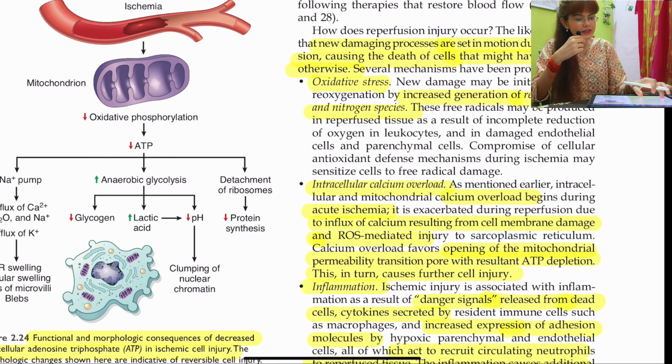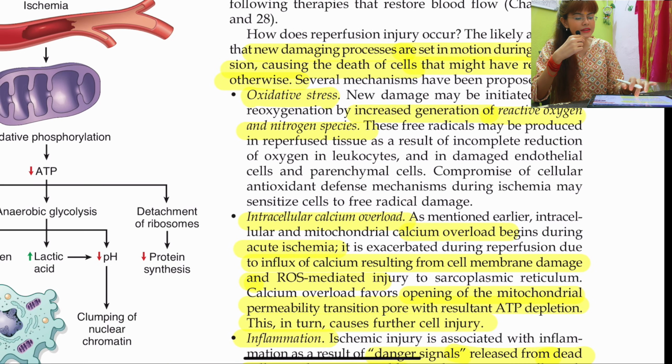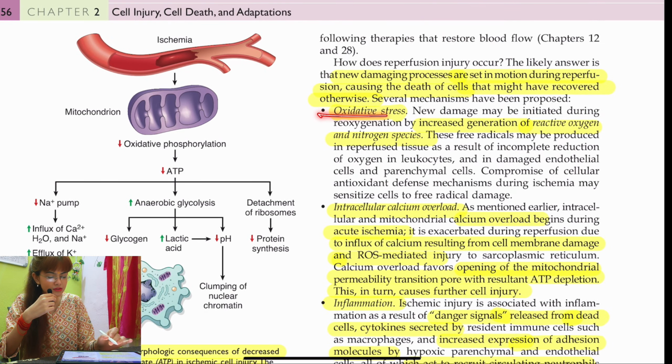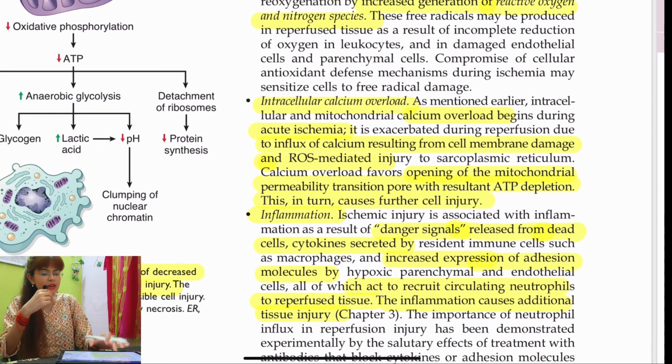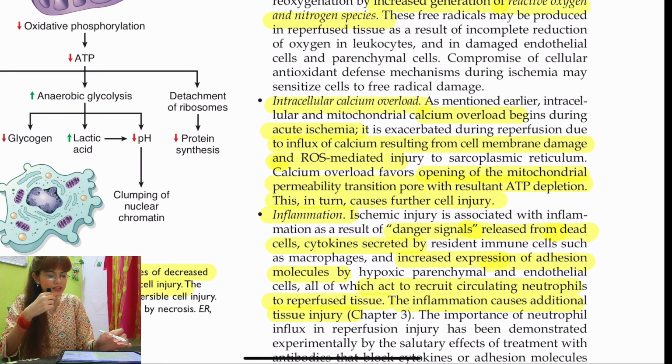Now, why does this happen? Number one, because of oxidative stress. When there's restoration of the blood flow, there may be an increase in the reactive oxygen and nitrogen species leading to oxidative stress, which may destroy the cells. Intracellular calcium overload: there may be an increase in the calcium inside the cells, which will cause damage to the cell membrane and ROS mediated injury. Calcium overload may also cause opening of the mitochondrial permeability transition pore with resultant ATP depletion.